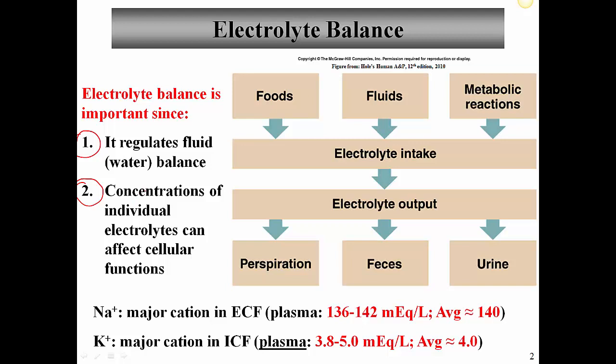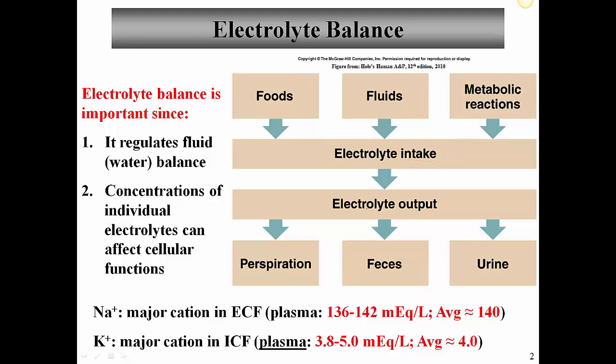Now, if we look at the sources on this diagram of electrolytes and where they come from, we can see that we accumulate electrolytes from some of the foods that we eat, of course, some of the fluids that we drink, apart from pure water, and also some of the metabolic reactions that occur in the body. Sometimes these reactions liberate electrolytes that go into the general circulation. So all of these things basically comprise our electrolyte intake.